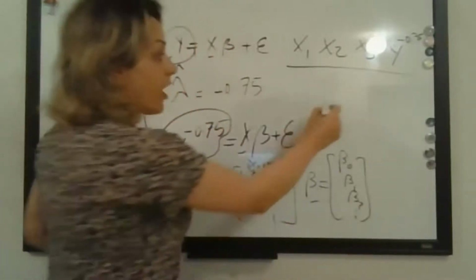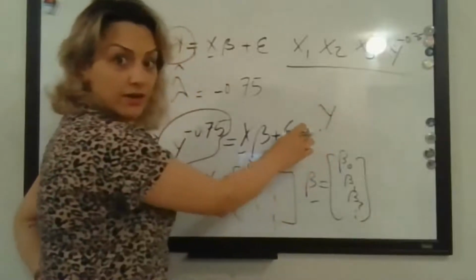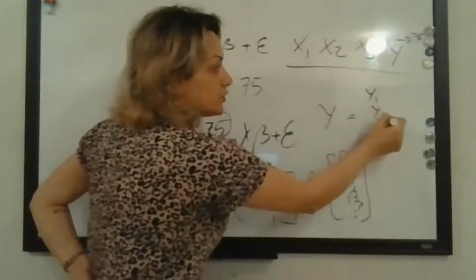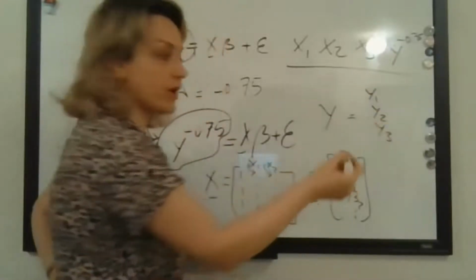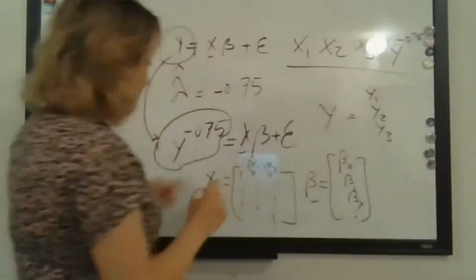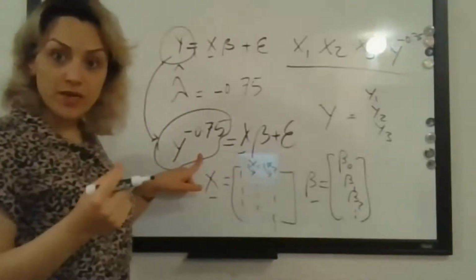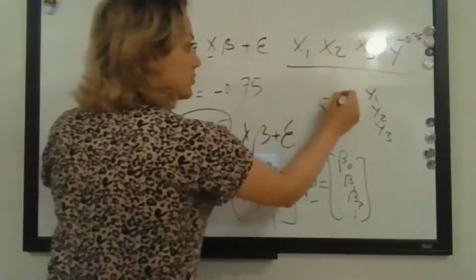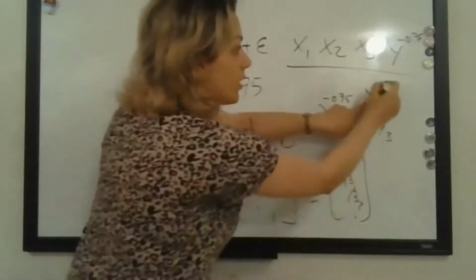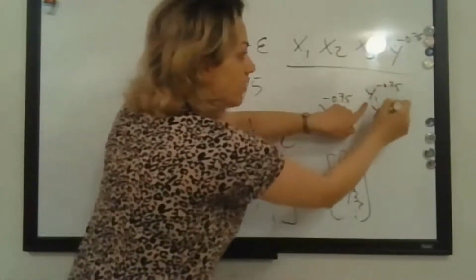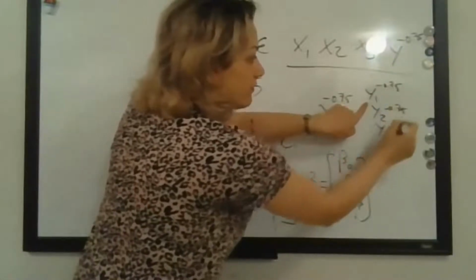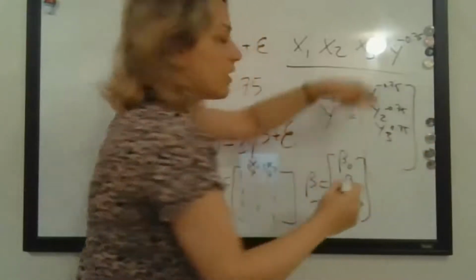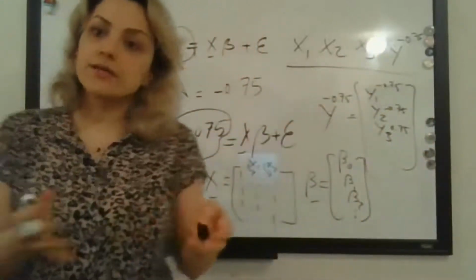For the Y matrix, what are we going to write down? Before, we had Y1, Y2, Y3, whatever observations we had. But when we are working with the transformation, instead of Y, you would write down Y to the power of minus 0.75. So it's going to be Y1 to the power of minus 0.75, Y2 to the power of minus 0.75, Y3 to the power of minus 0.75, you see? In fact, it is Y to the power of lambda, whatever it is. And then the rest is exactly the same.